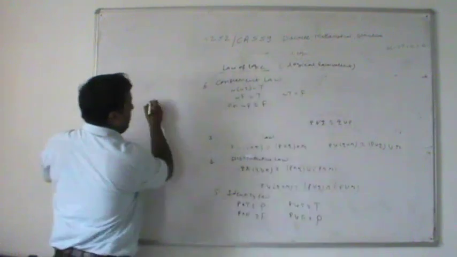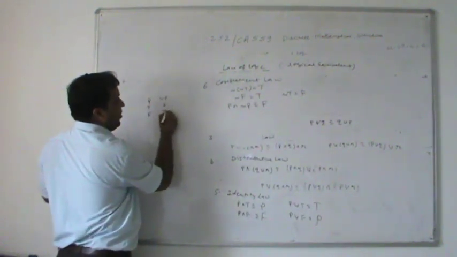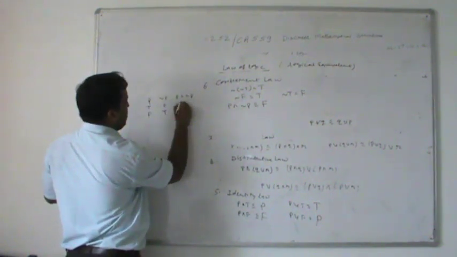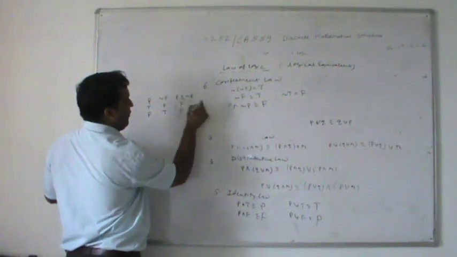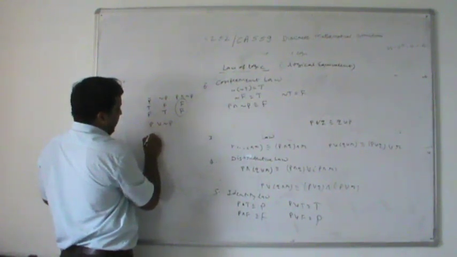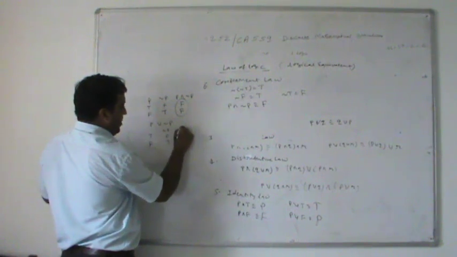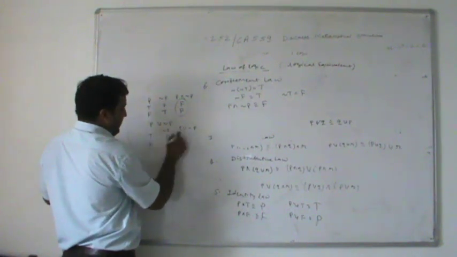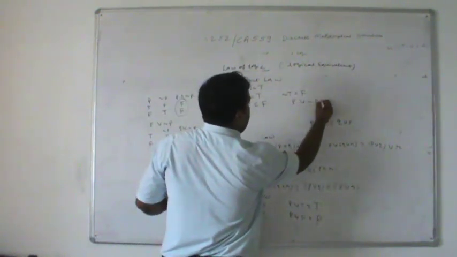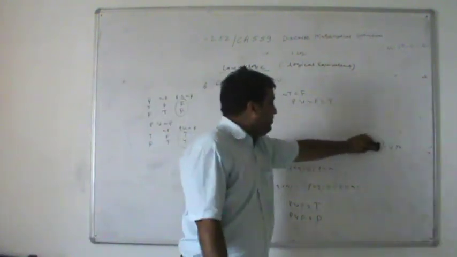How to generate the formula: P is true and false, negation P is false and true. Now P and negation P, it is true and false, false, and it is false, both are false. In case of P or negation P, P is true and false, negation P becomes false and true, and P or negation P is true and true. So in case of P or negation P, it becomes true. So that is the complement law.